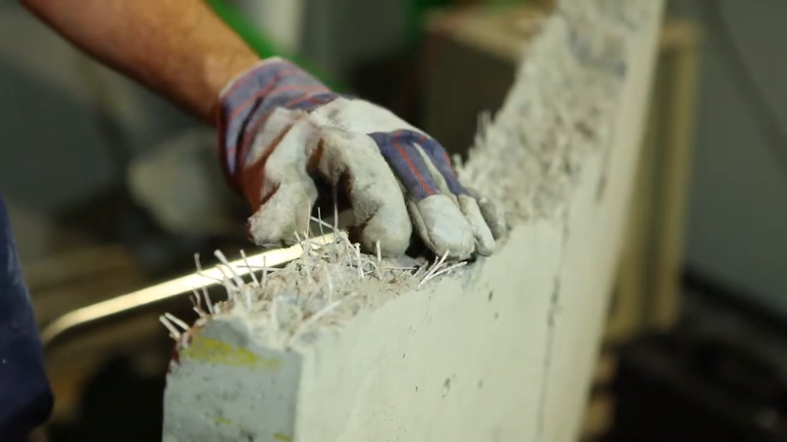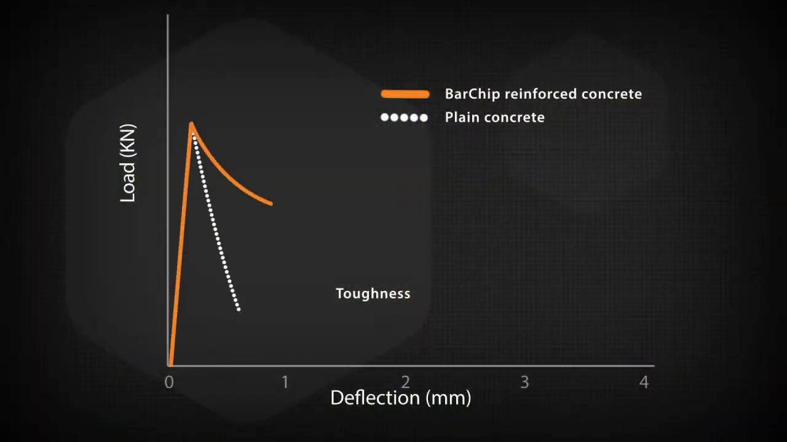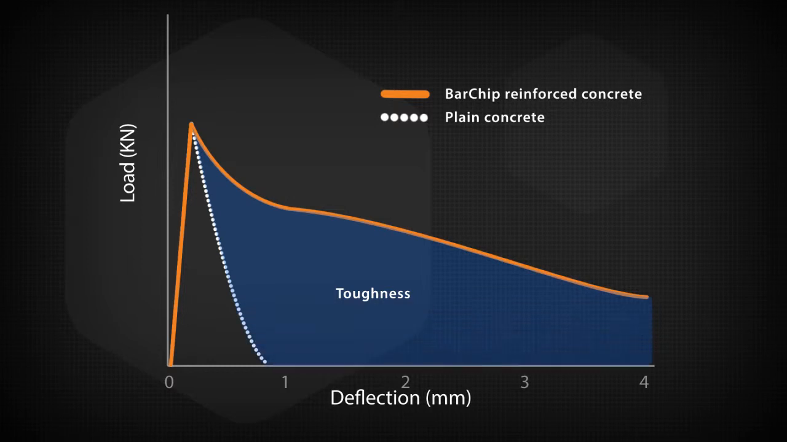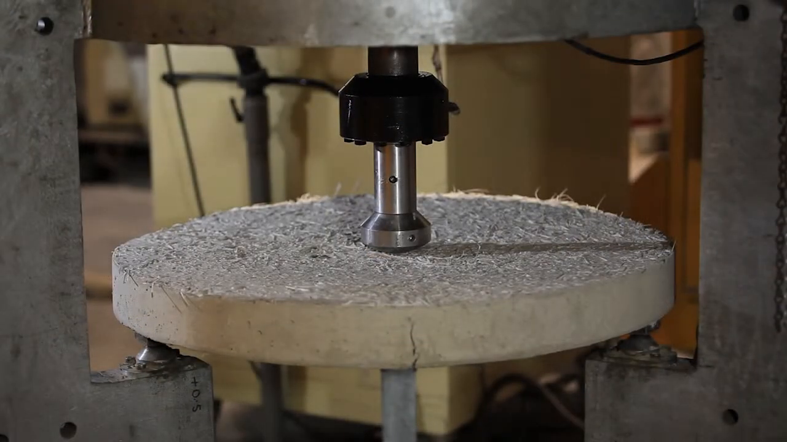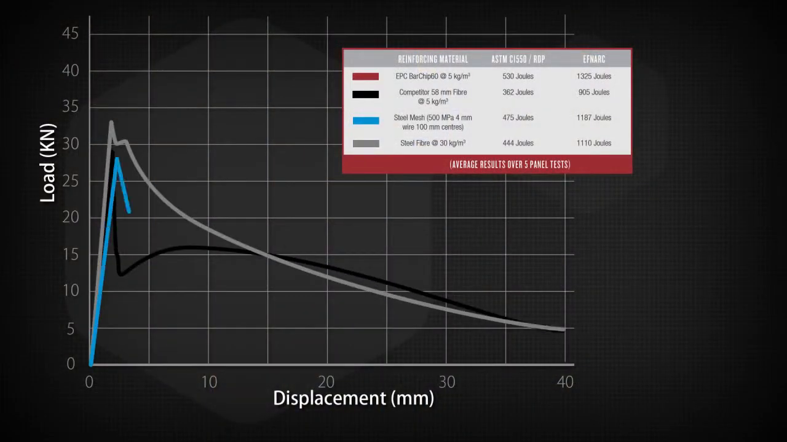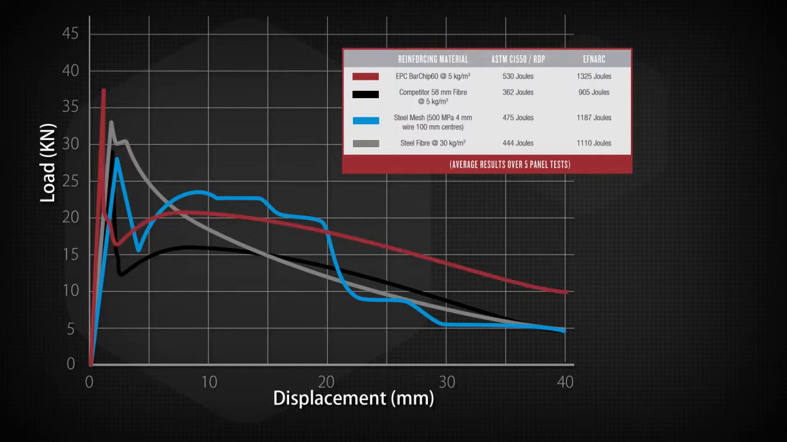Fiber is added to concrete to increase its post-crack flexural strength, known as toughness. This flexural strength or toughness is measured using a beam or panel test. Because fiber performance varies greatly, when designing with fiber reinforcement, you shouldn't specify a volume per cubic meter. You should specify the minimum required post-crack flexural strength.